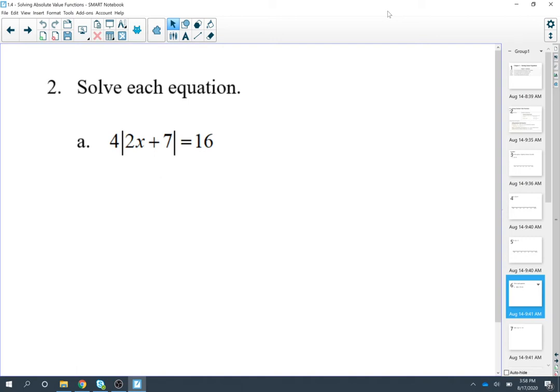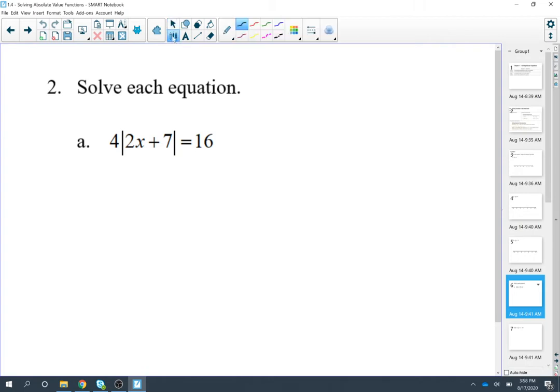Okay, everybody, now that we have reviewed absolute value, let's take a look at a couple harder examples. So first of all, number 2, solve the equation. Letter A, 4 times the absolute value of 2x plus 7 equals 16.